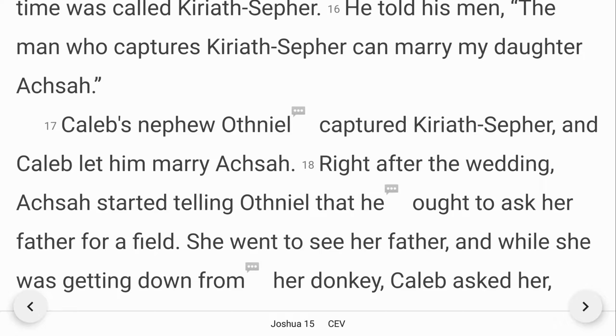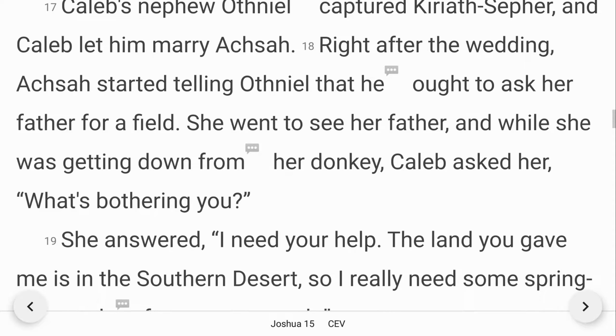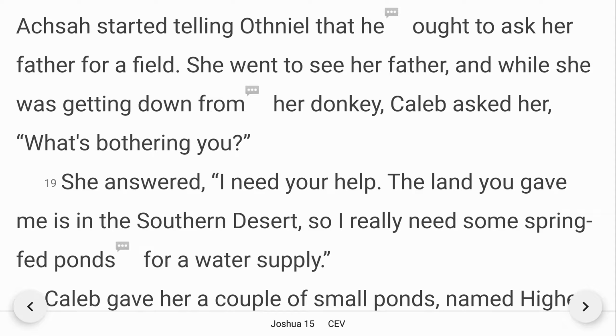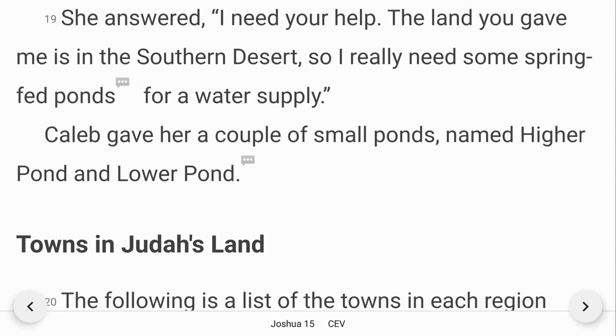Right after the wedding, Akasha started telling Othniel that he ought to ask her father for a field. She went to see her father, and while she was getting down from her donkey, Caleb asked her, "What's bothering you?" She answered, "I need your help. The land you gave me is in the southern desert, so I really need some spring-fed ponds for water supply." Caleb gave her a couple of small ponds named Higher Pond and Lower Pond.